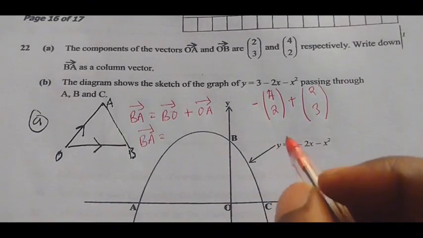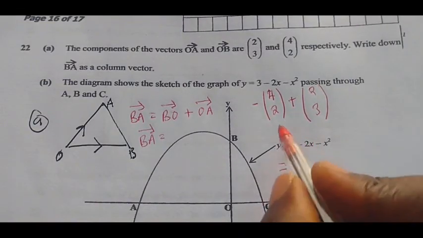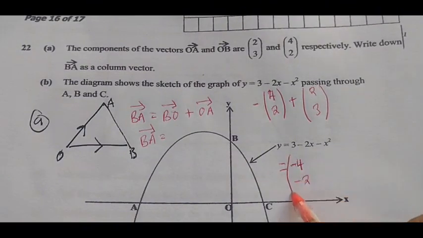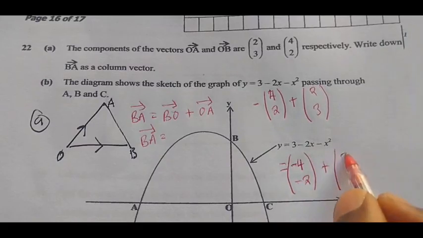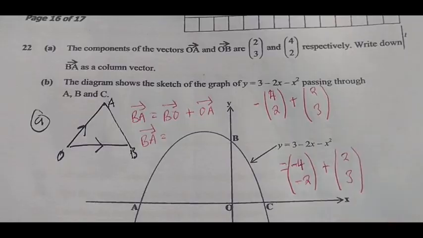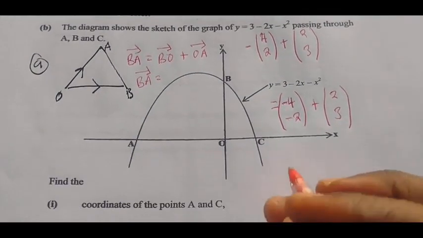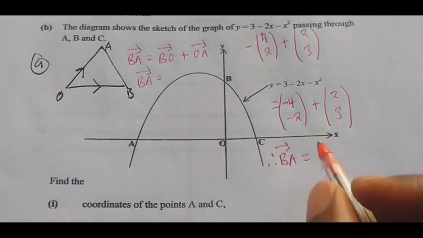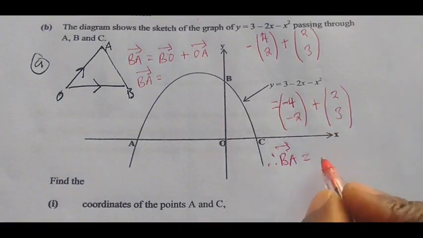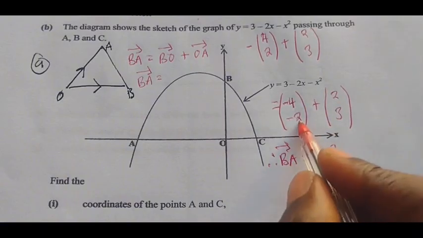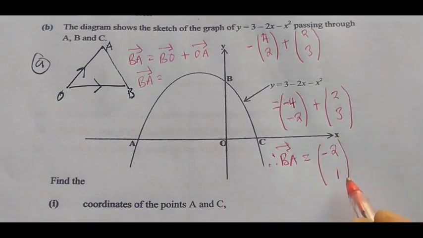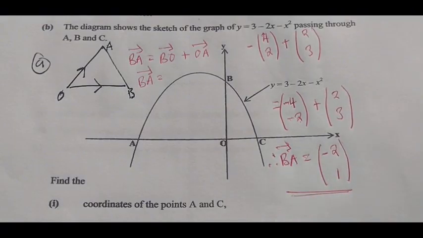I hope we are moving together. So from here, this will be negative 4 and negative 2, then plus (2, 3). So what will be our final answer? Therefore BA is equal to negative 4 plus 2, which gives us negative 2. Then negative 2 plus 3 gives us 1. So this will be our answer. This is how we write BA as a column vector.